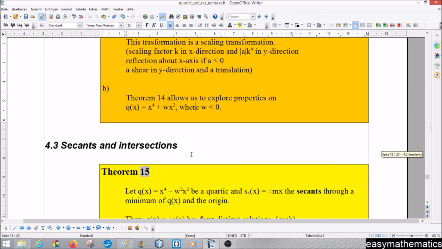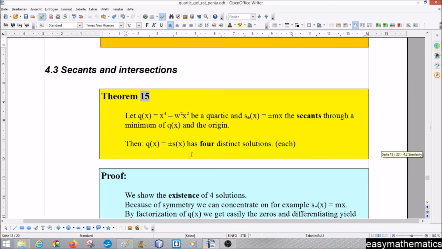Alright, so secants and intersections. Let q of x be x to the power 4 minus w squared x squared be a quartic, and s plus minus of x equals plus minus mx the secants through a minimum of q of x and the origin. Then q of x equals plus minus s of x has 4 distinct solutions each. So what I mean by that: q of x equals plus mx and q of x equals minus mx. Each of these equations has 4 distinct solutions.